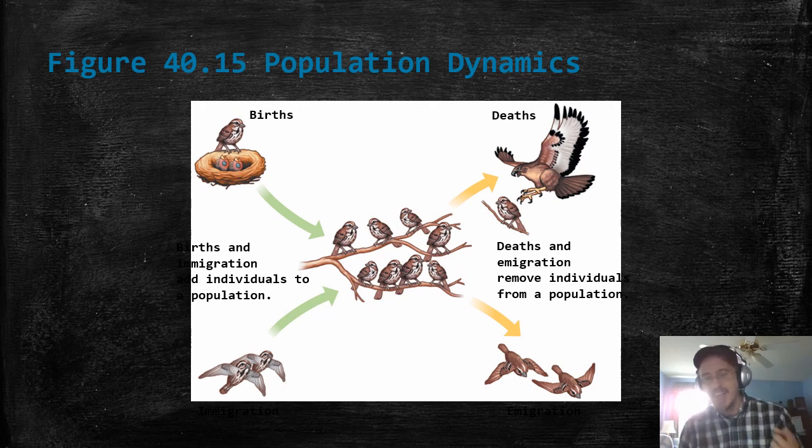So think of E like exit, emigration, or when birds leave a population. So the population is going to change due to births and immigration, and it's going to shrink due to deaths and emigration. These are all things you might study as a population biologist.